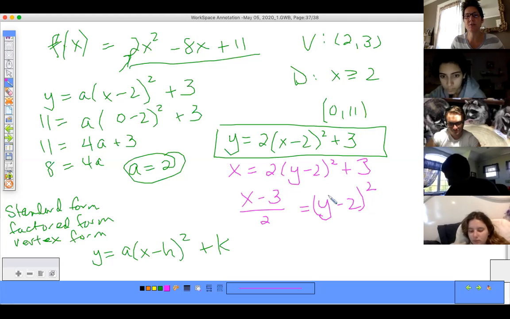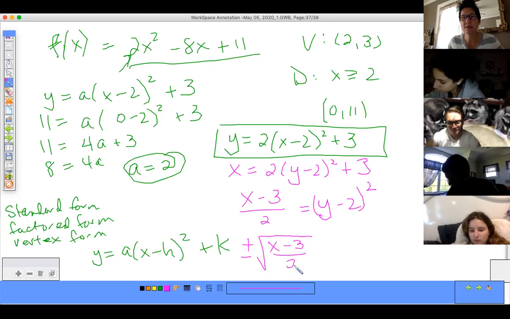You always want to make sure this thing is by itself. Now, what's the next thing that we have to do to undo the squared? We take the square root, and that means there's going to be how many solutions? 2. There are 2 solutions. And then we get y minus 2 over here, right? Because it's the square root of this squared.